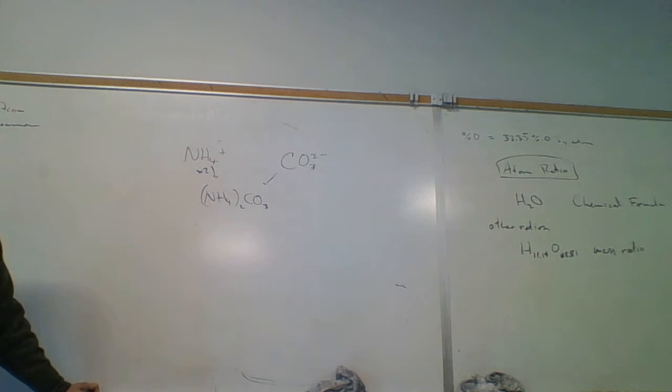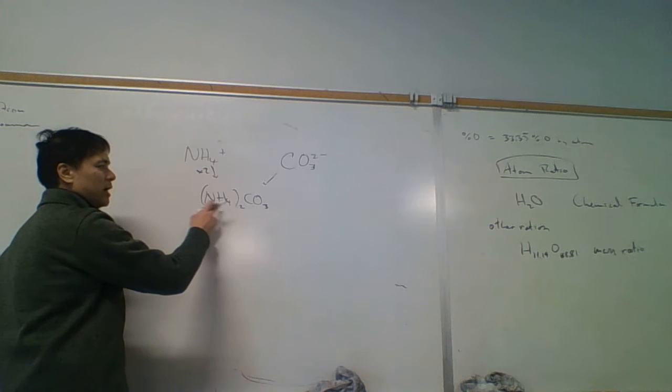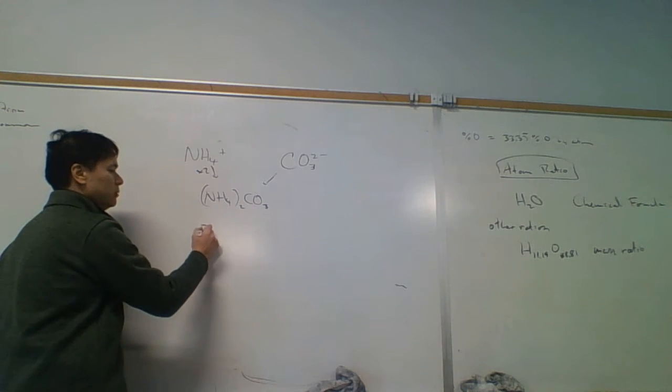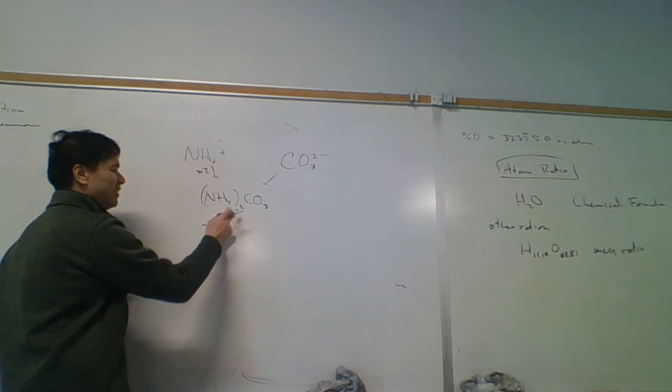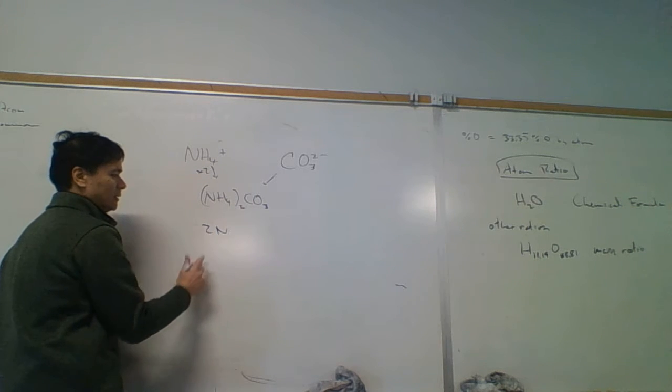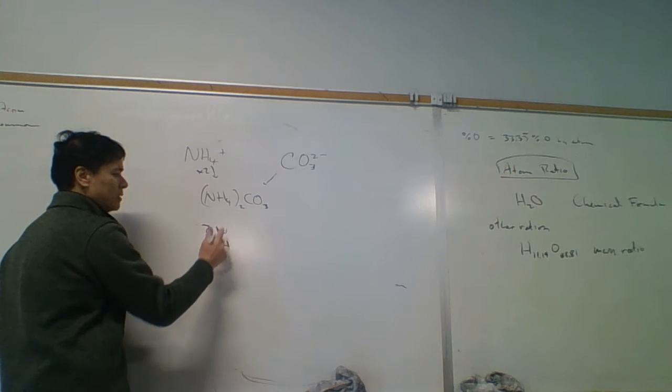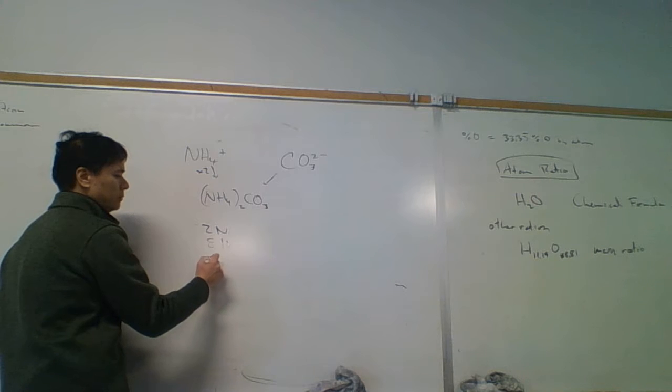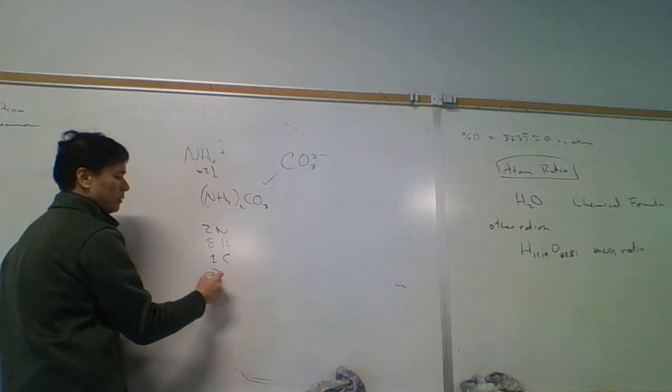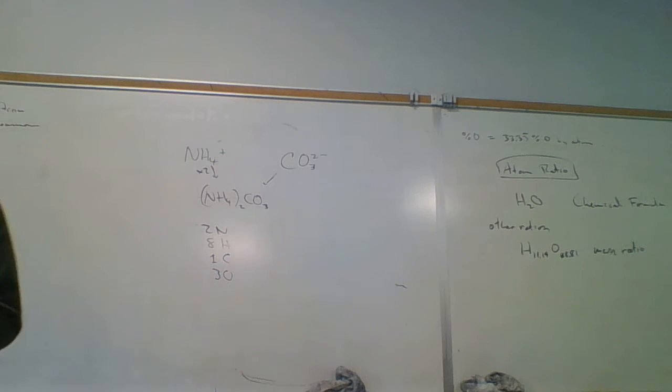Okay. In one formula unit of this, how many nitrogens do we have? We have 2 nitrogens. And how many hydrogens do we have? 8 hydrogens. Carbon, one. 1 carbon and 3 oxygens. So that wasn't so bad.